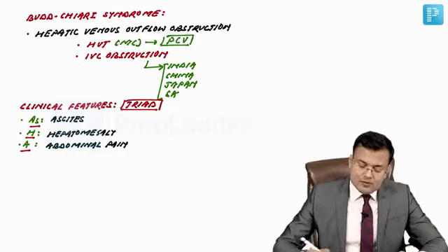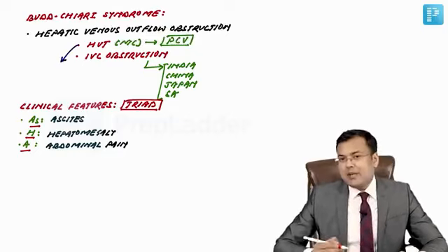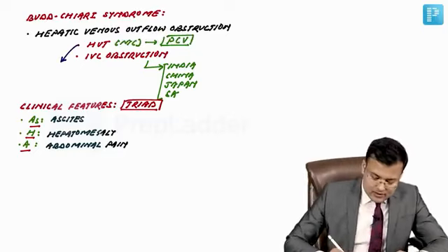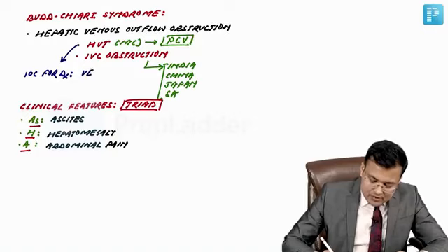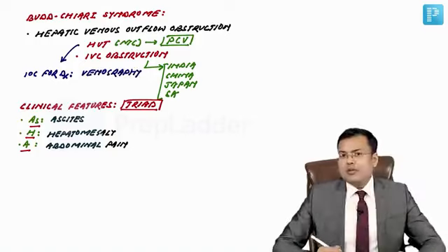What is the investigation of choice? Here you can see there is hepatic vein thrombosis. So the investigation of choice for diagnosis is venography. That is venography. Now coming to the treatment.